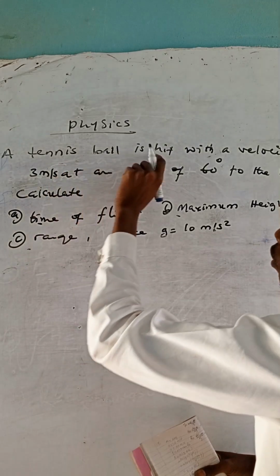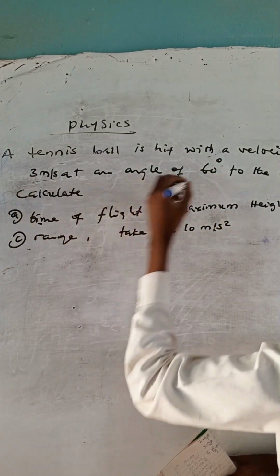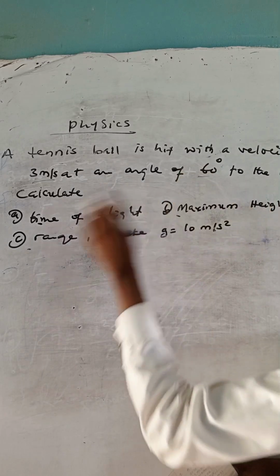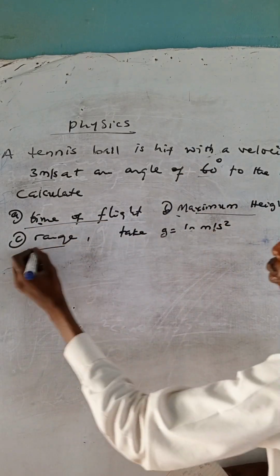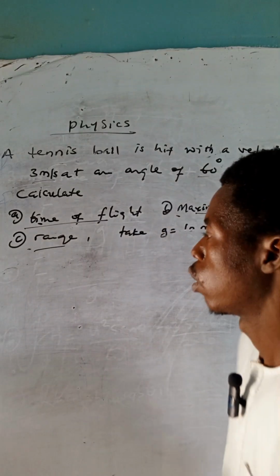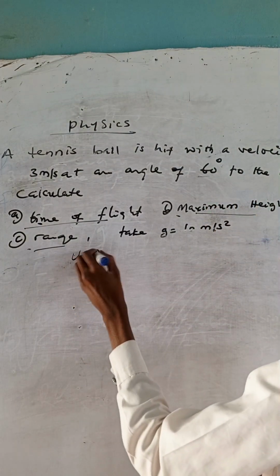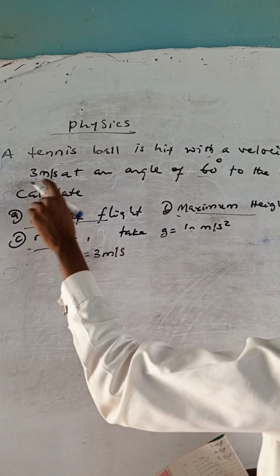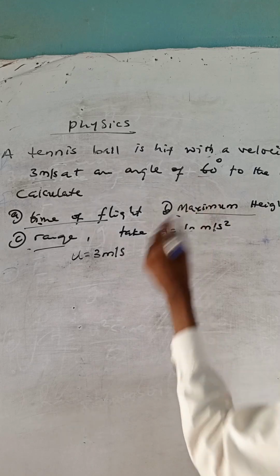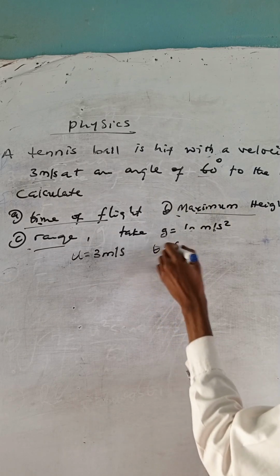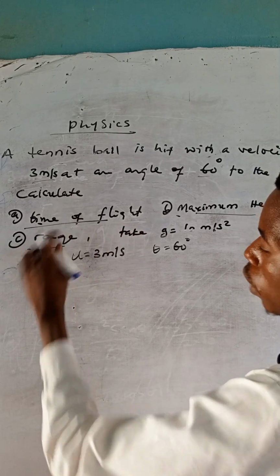A tennis ball is hit with a velocity of 3 meters per second at an angle of 60 degrees to the horizontal. Calculate time of flight, maximum height and horizontal range. So recall from the question, u, the initial velocity, is 3 meters per second, the velocity of the ball, and the angle of projection theta is 60 degrees. So let's begin with the time of flight.